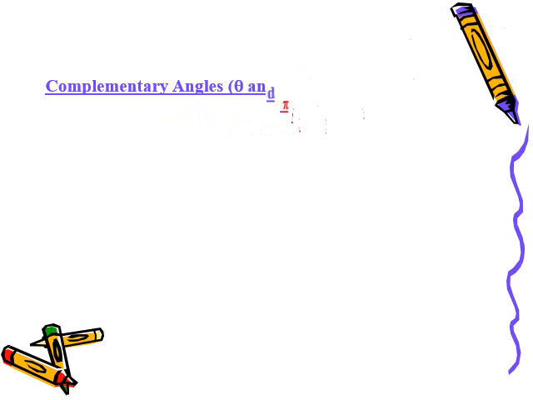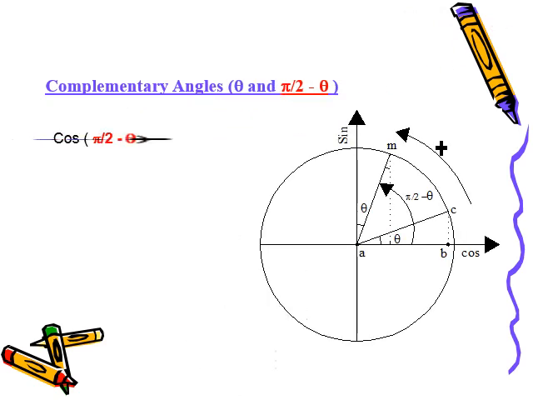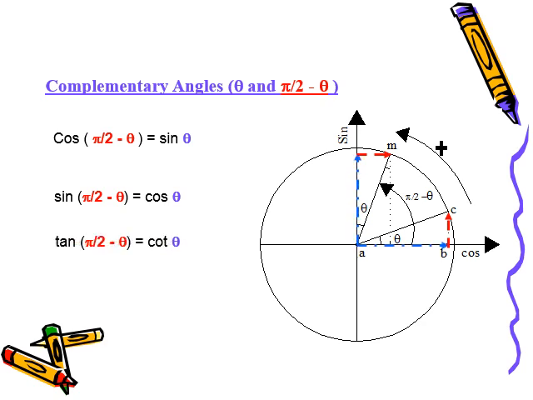Complementary angles theta and pi over 2 minus theta. Cosine pi over 2 minus theta equals sine theta. Sine pi over 2 minus theta is equal to cosine theta. Tangent pi over 2 minus theta equals cotangent theta. Cotangent pi over 2 minus theta equals tangent theta.